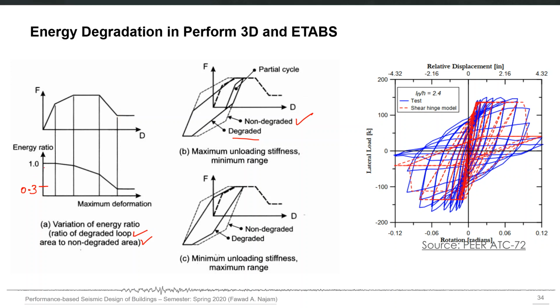So you have to provide this factor at least at 1 or 2 points so that the program accounts for the cyclic degradation implicitly. It cannot do it explicitly, but it can do it using this ratio or energy degradation factor. So here for example you can see that the blue line is the test results, lateral load versus lateral deformation of a particular element, and the red line is the shear hinge model or the nonlinear action deformation curve which is given to model that nonlinearity in the computer model.